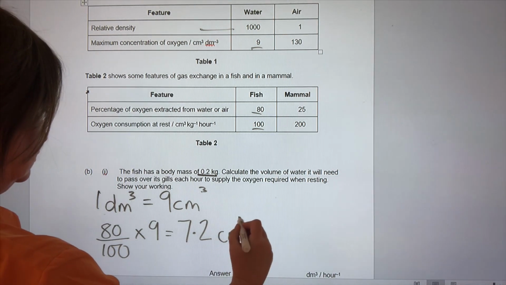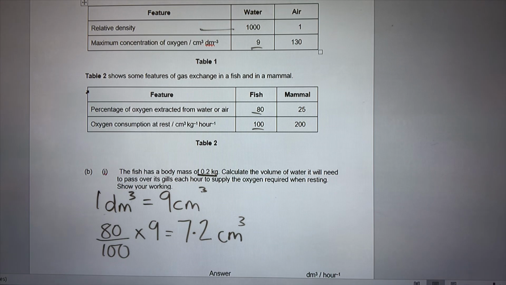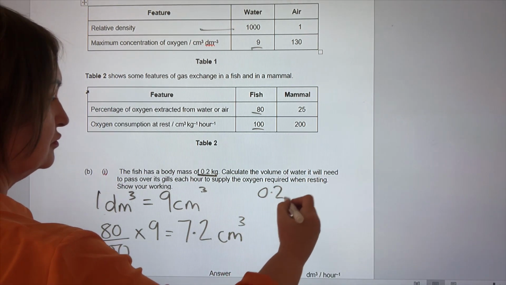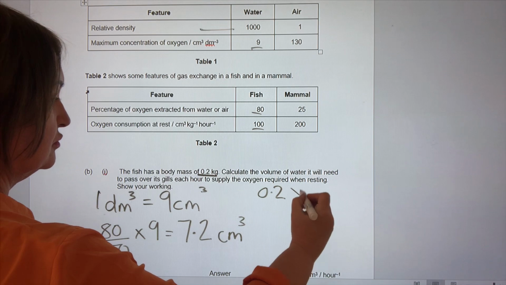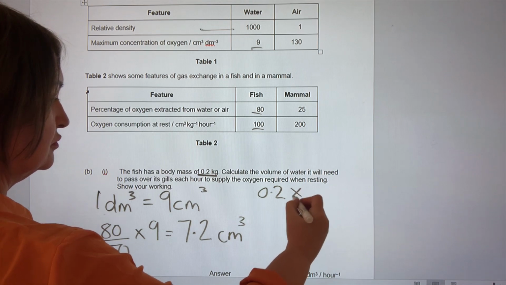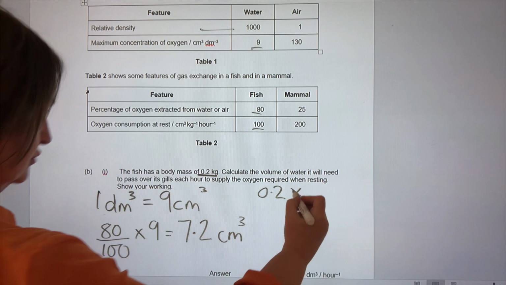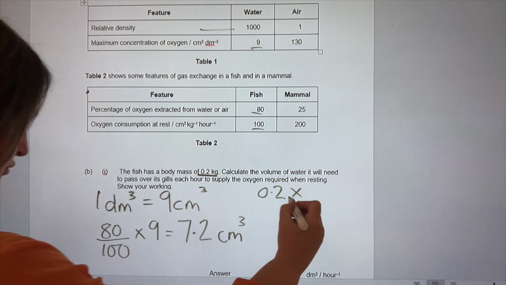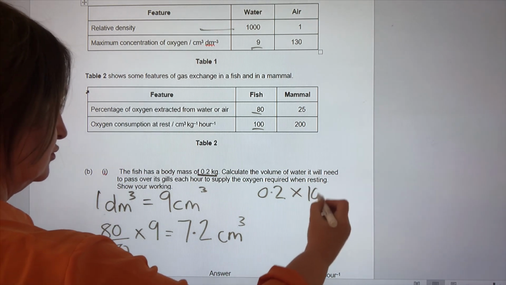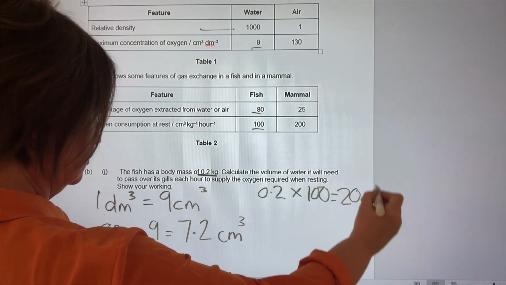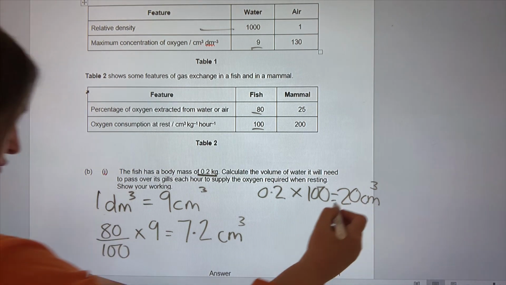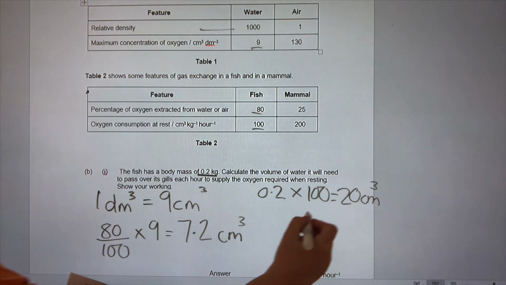Now using this value, we know that in 1 dm cubed of water, a fish is able to take 7.2 centimeters cubed. To work out how many centimeters cubed of oxygen a fish will need, you need to use the mass of the fish and the oxygen consumption at rest, which is 100 centimeters cubed per kilogram per hour. So to do this, you take the mass and you times it by the amount of centimeters cubed, and this will give you 20 centimeters cubed.